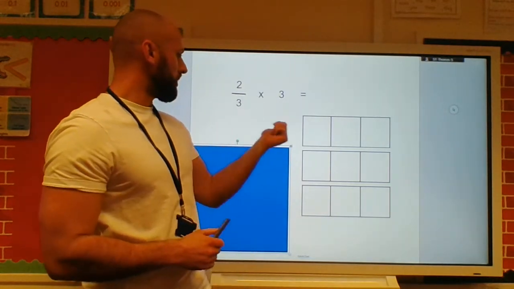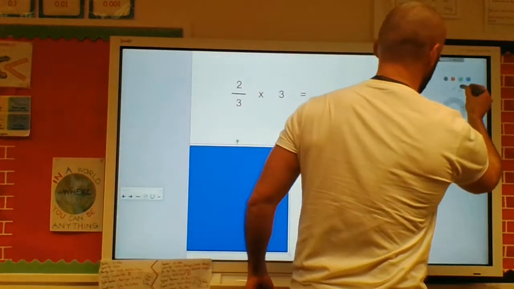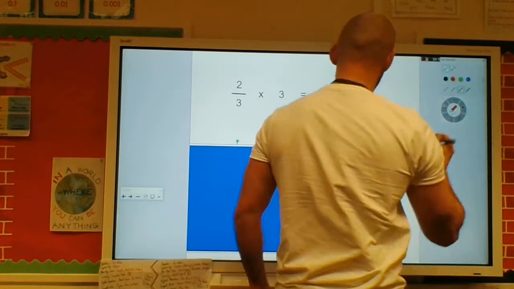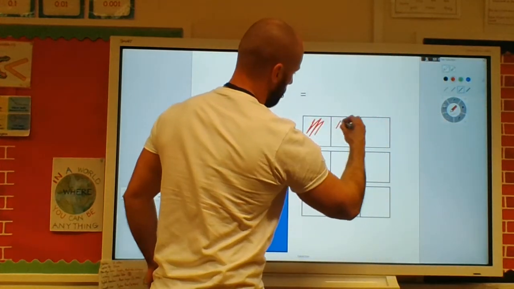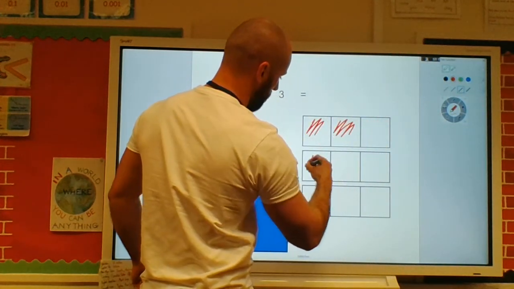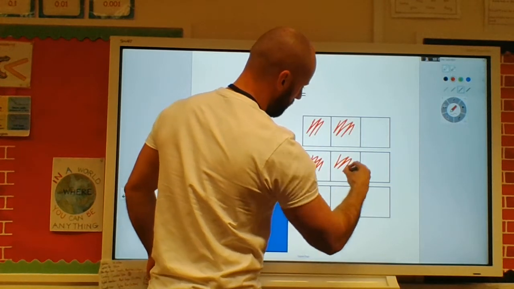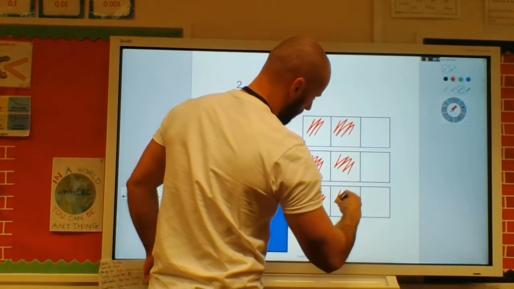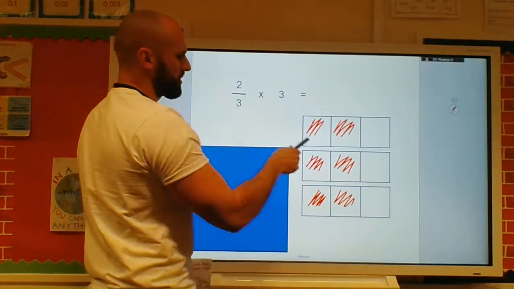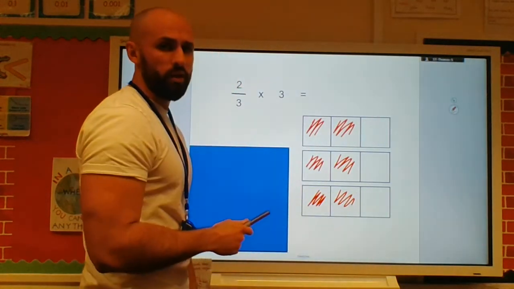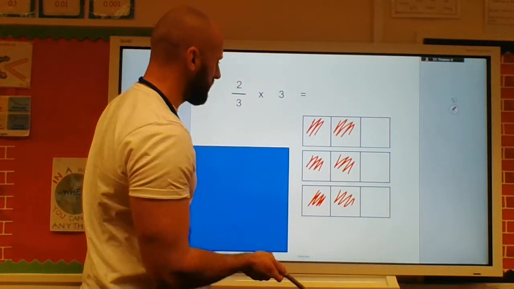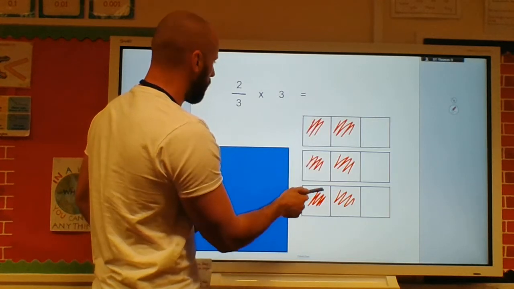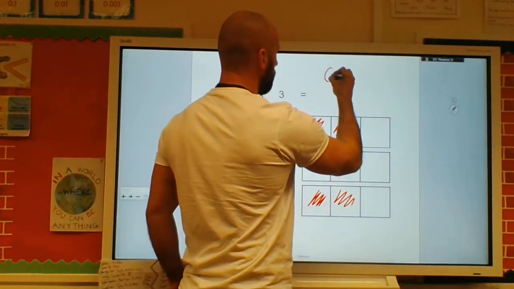So 2/3 times by 3. Well, let's see what happens. I've got my 2/3 there, and we multiply it by 3. Well, you will see how many parts to the whole does not change. What we end up with instead is 2, 4, 6/3.